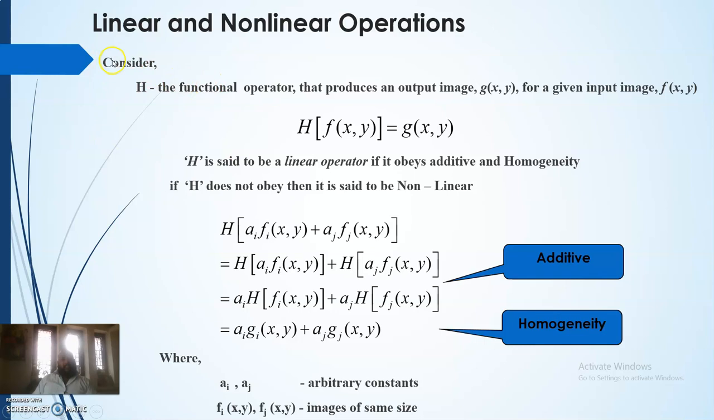We can see this with an example. Consider H the functional operator that produces an output g of x comma y for a given input f of x comma y. Here H can be said to be a linear operator if it obeys additivity and homogeneity, and if H does not obey, then it will be considered non-linear. In mathematical expression the same thing has been given below. Here is an example of linear functionality. Here the right side and left side obey the additive property and homogeneity.